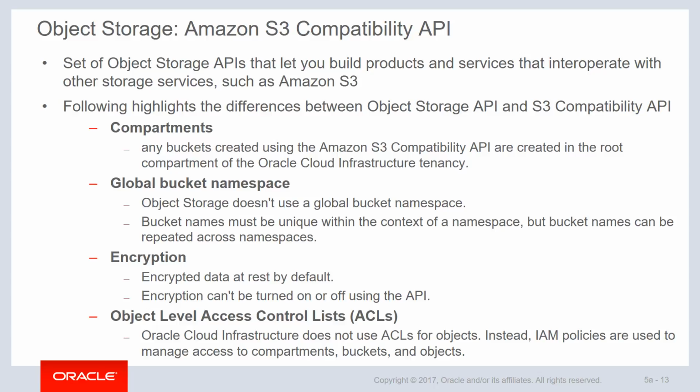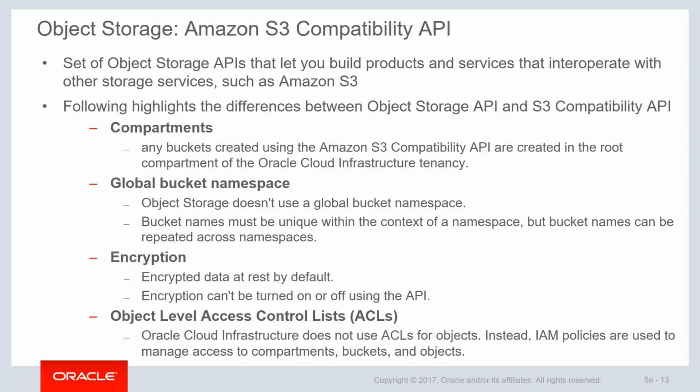There are a few differences that we've highlighted on the slide here that we should consider within the design process. Namely, AWS does not have the concept of compartments. So in the case where we're using the S3 Compatibility API, the buckets are automatically created in the root compartment of the OCI tenancy. In terms of the global bucket namespace, object storage doesn't use a global bucket namespace. It only uses a tenancy-specific namespace. So bucket names must be unique within the context of a namespace, but they can be repeated across namespaces.